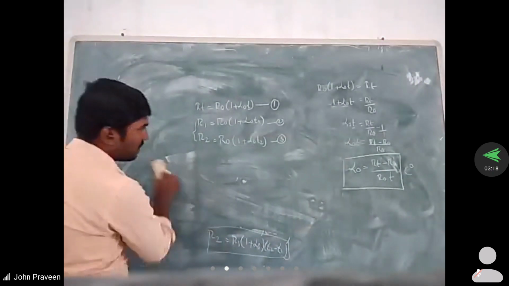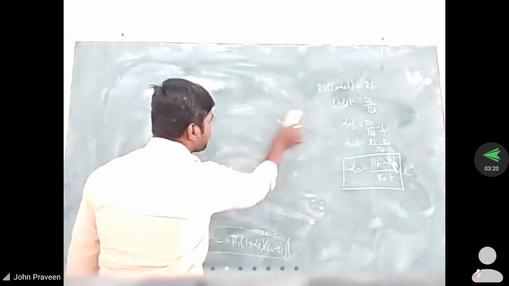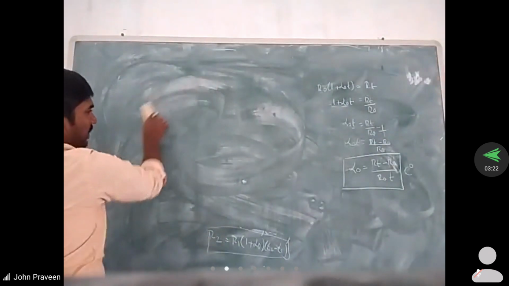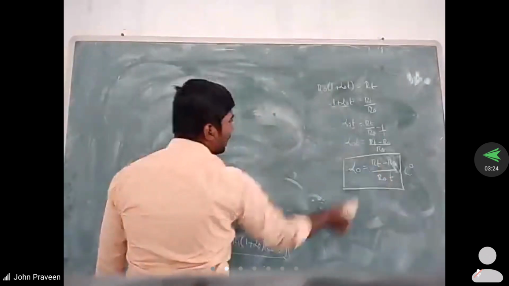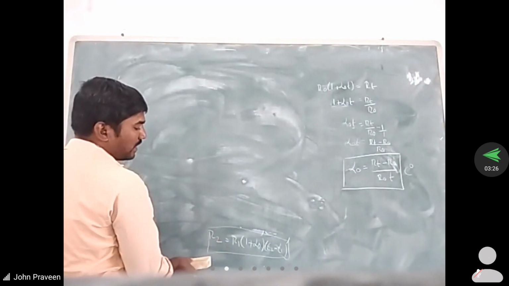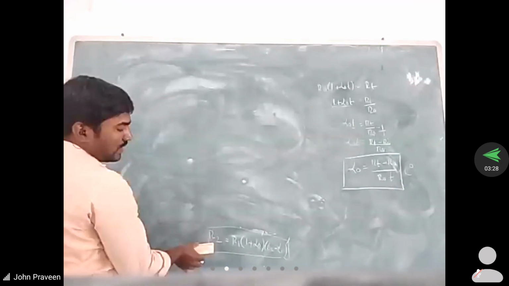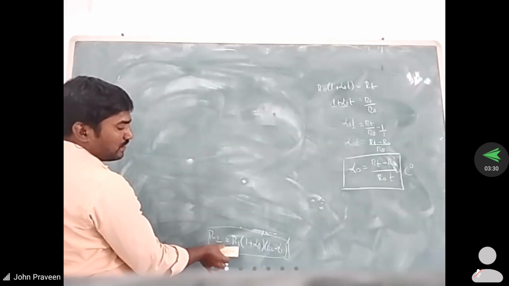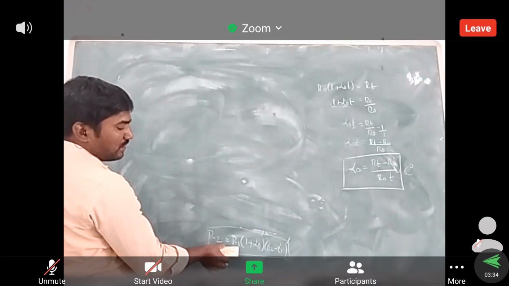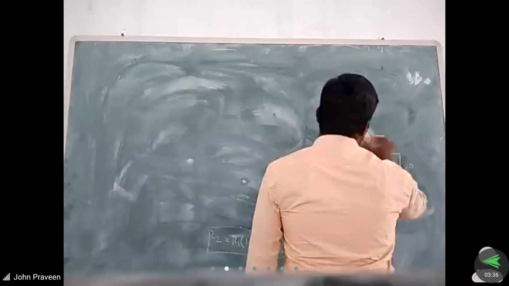Here you have to remember two formulas. First one is alpha naught is equal to RT minus R naught by R naught into T. Second one is R2 is equal to R1 of 1 plus alpha naught T2 minus T1. So once we solve one problem, we can easily understand the derivation.